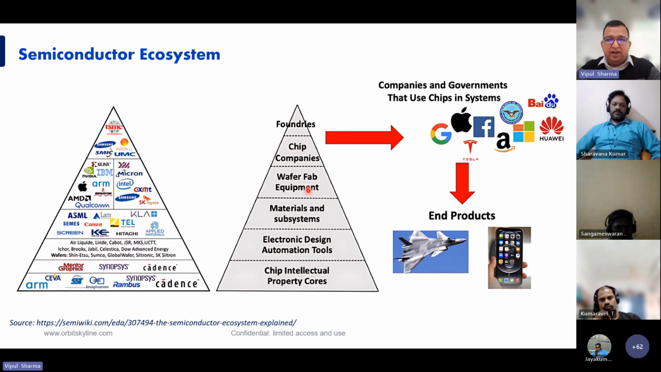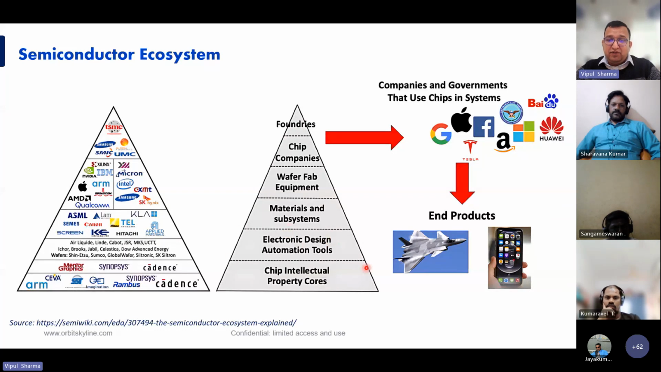Then there is wafer fab equipment. I think we know about them very well: Lam Research, ASML, TEL, and Applied Materials. These are the companies which provide equipment to the foundries to do all the fabrication. Then inside a foundry, materials are required, all the chemical gases, etc. These are the companies who provide materials to the foundries.